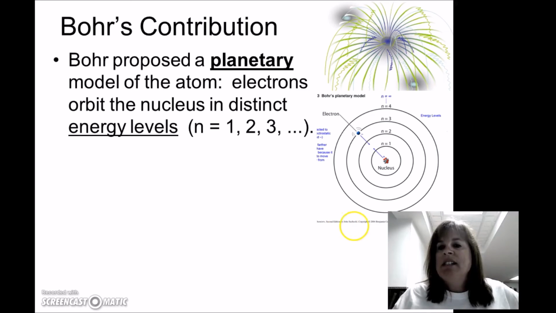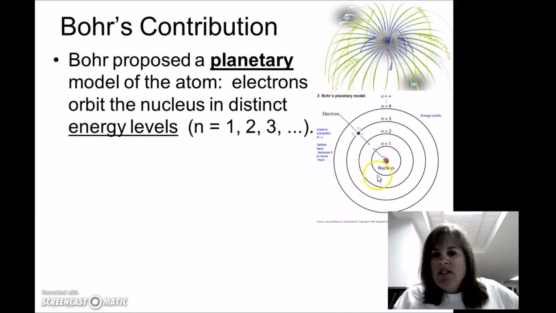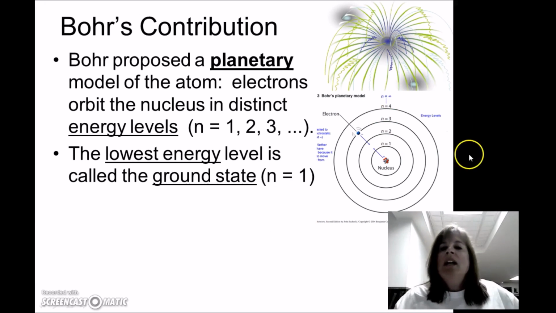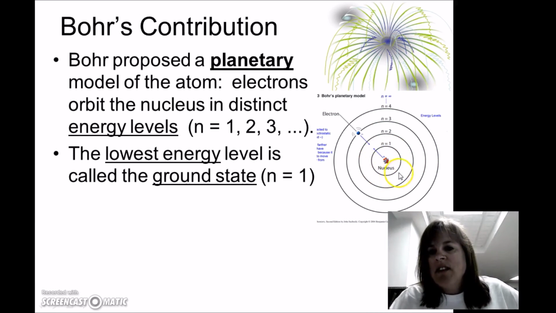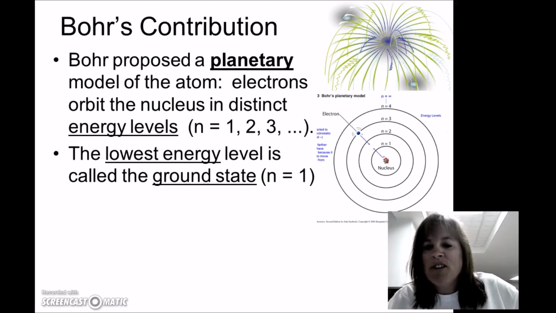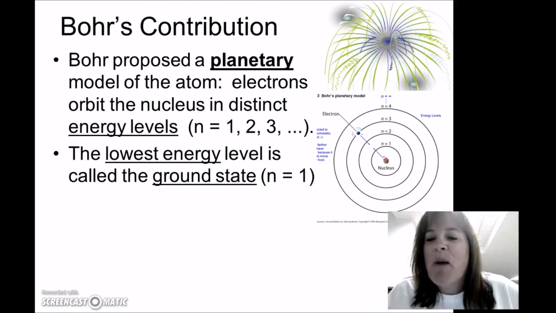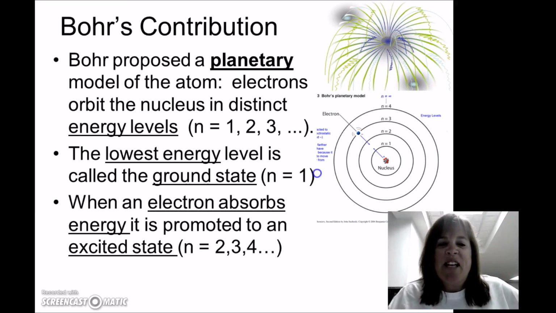What he said is that we have our nucleus in the center, right? J.J. Thomson said that. And we have these specific energy levels, and only at those specific energy levels can an electron exist. And he numbered those energy levels 1, 2, 3, 4, and on and on. Now, he said that the lowest energy level, this n equals 1, is called the ground state. And in fact, all particles, even humans, like to be at the lowest possible state, which is the ground state.